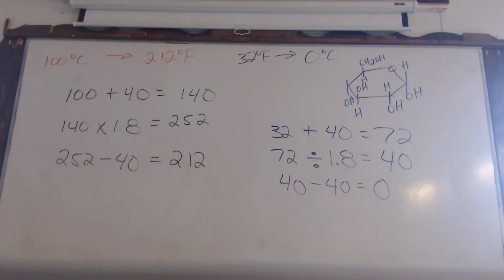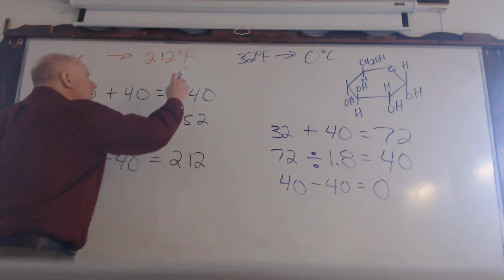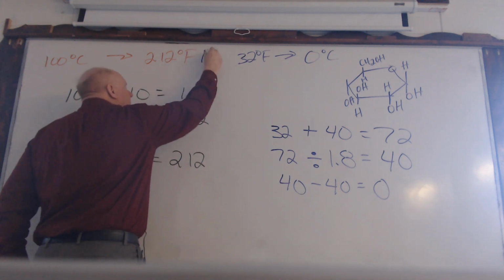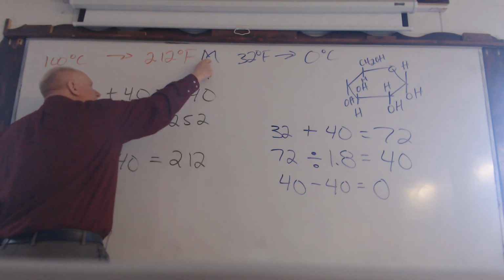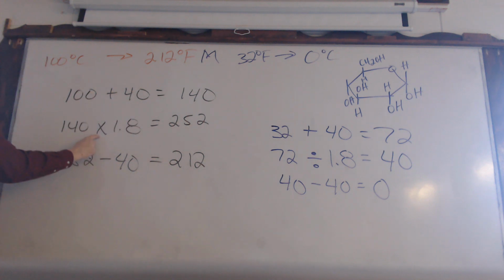Then, I don't know, it's kind of silly how I always remember this. What type of frequencies do you have for the radio? It's either what or what? FM and AM. So I always look at the second one. If it's Fahrenheit, I just think of FM. So that tells me in the second step, I've got to multiply.